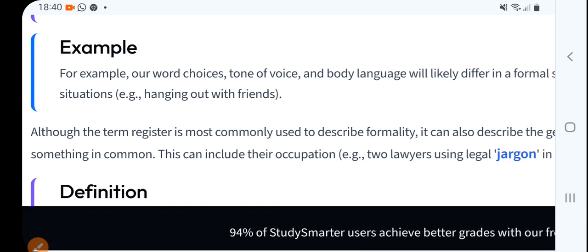So there are two situations. One is an interview, which is thoroughly formal, where choice of words, tone of voice and body language will be different. And another situation is when you are talking to your friend, which is informal, where your tone and body language will be different.